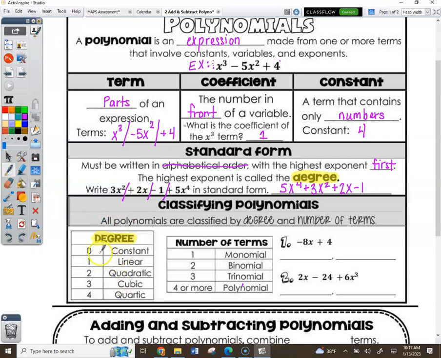Now, based on the degree, y'all staying with me? I know I'm not up at the front, like to keep your attention. Based on the degree, you need to know these vocab words right here. If the degree is 0, it's called a constant. If the degree is 1, it's called linear. Degree 2 is called quadratic. Degree 3 is cubic. Degree 4 is called quartic, although sometimes we just say degree 4. Anything higher than that, you just say the number. There's no word for it.